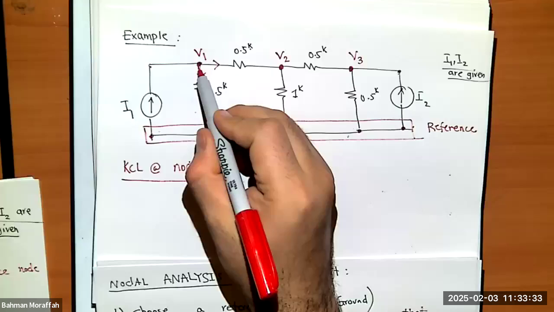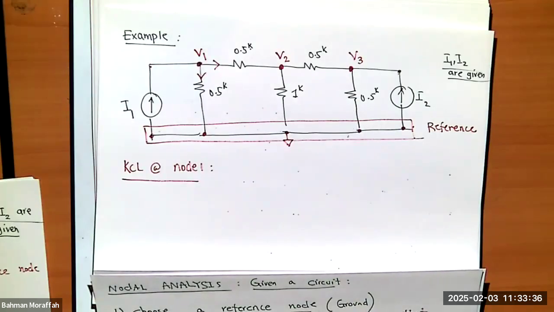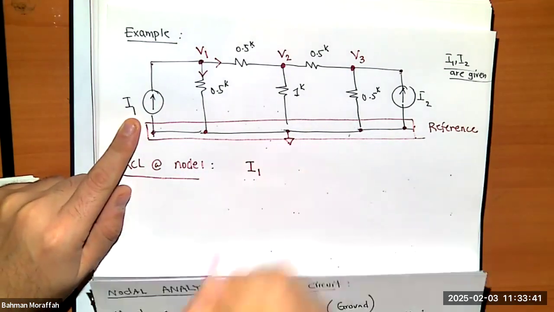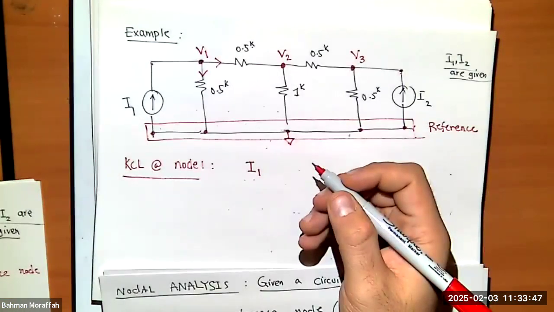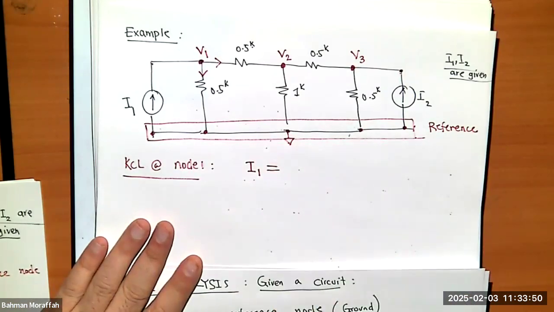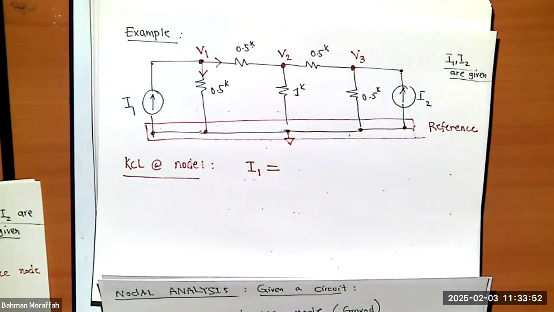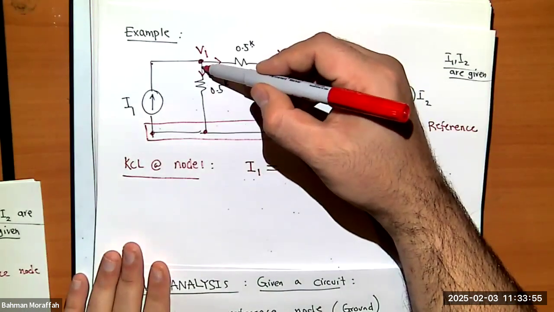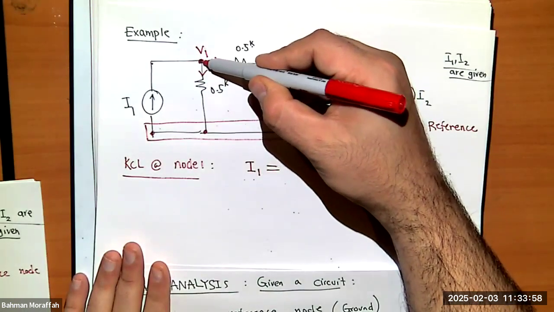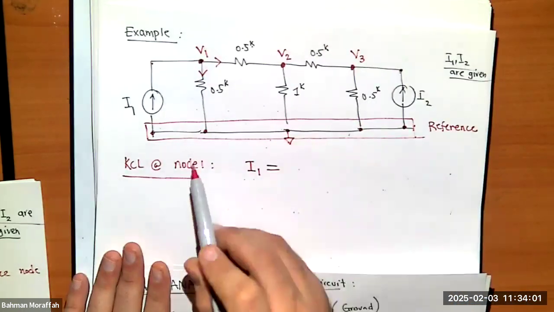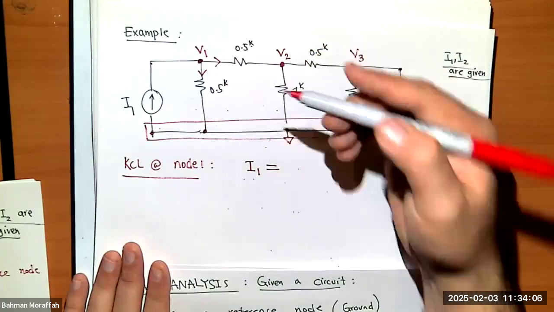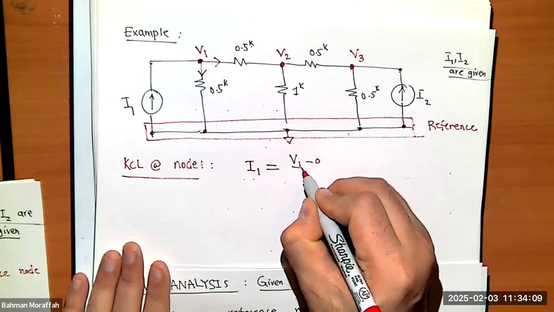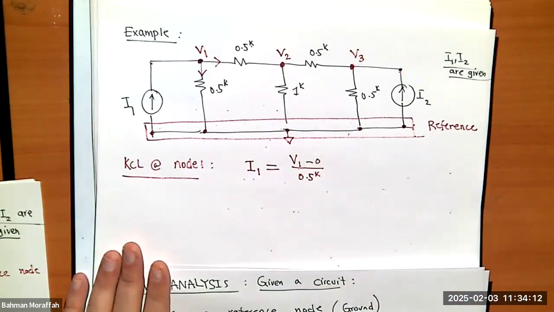So if I write a KCL at this node, what do I have? Whatever current is going in should be the same as whatever current is going out. Well, I1 is going in, right? Do I have anything else that's going in? Nope. It's the same as whatever current is going out. What is this current? It's V1 minus whatever voltage I have here, which is 0, divided by the value of the resistance. So that is V1 minus 0 divided by 0.5K.